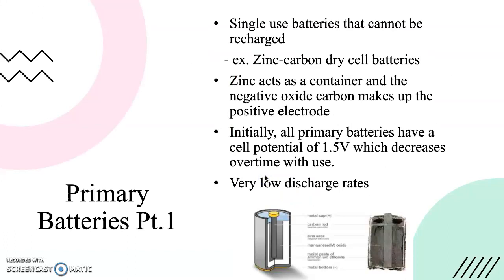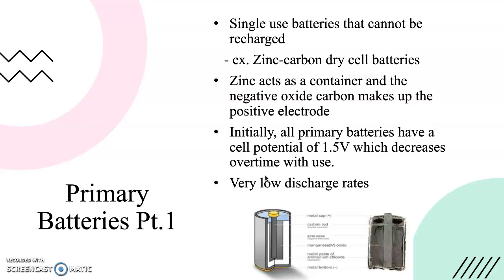Primary batteries are single-use batteries that cannot be recharged. An example of a primary battery is a zinc-carbon dry cell. A dry cell contains zinc, which can act as a container and a negative electrode, and a positive electrode made of carbon. The anode is surrounded by manganese oxide, zinc chloride, ammonium chloride, and a carbon powder paste, as well as a small amount of water.